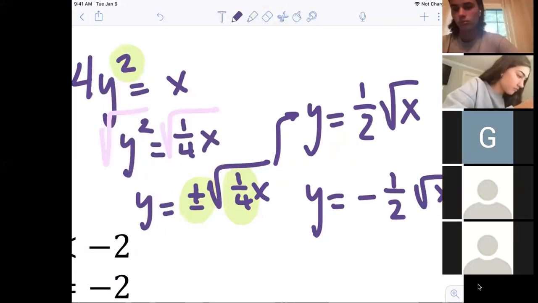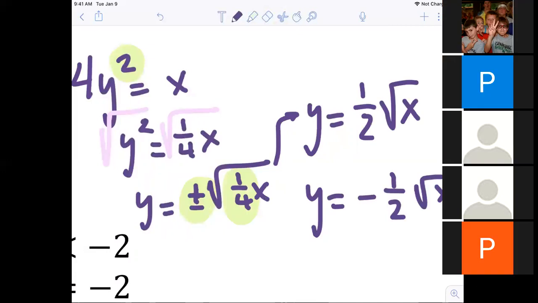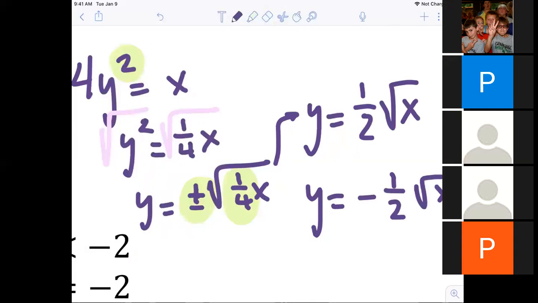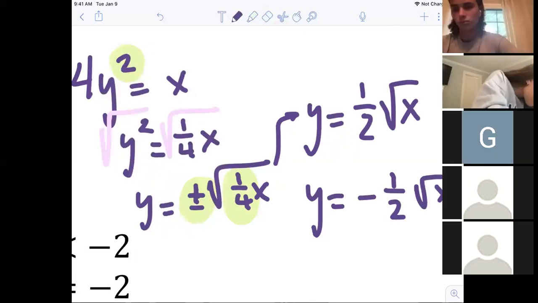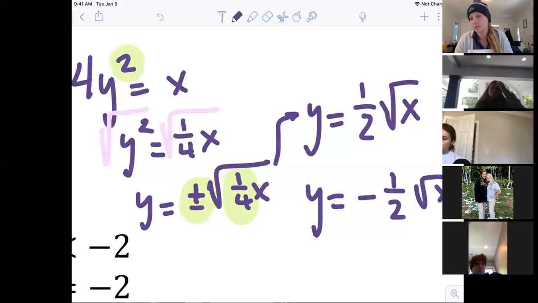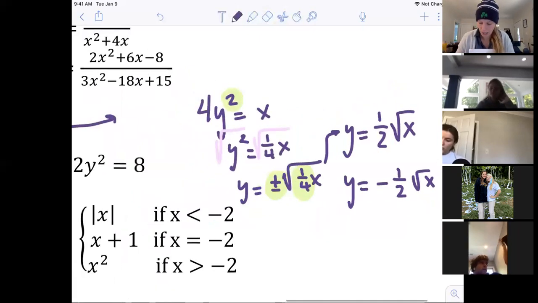Are we okay with that? Do we have to write both, or can we just put plus or minus? You can just put the plus or minus, but what I remember, at least personally, is that implicit functions is 2, and so sometimes physically writing 2 helps me. Good question, Hadley.